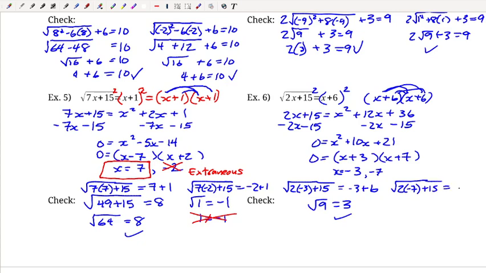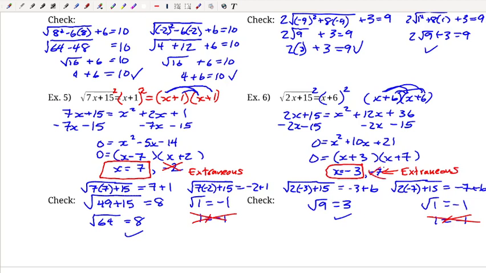On the other hand, 2 times -7 plus 15. Is that going to equal -7 plus 6? Well, on this side, -7 times 2 is -14 plus 15 is 1. And on the other side, -1, I've got 1 equals -1. Again, failed solution, extraneous, -7, and -3 is my only solution.